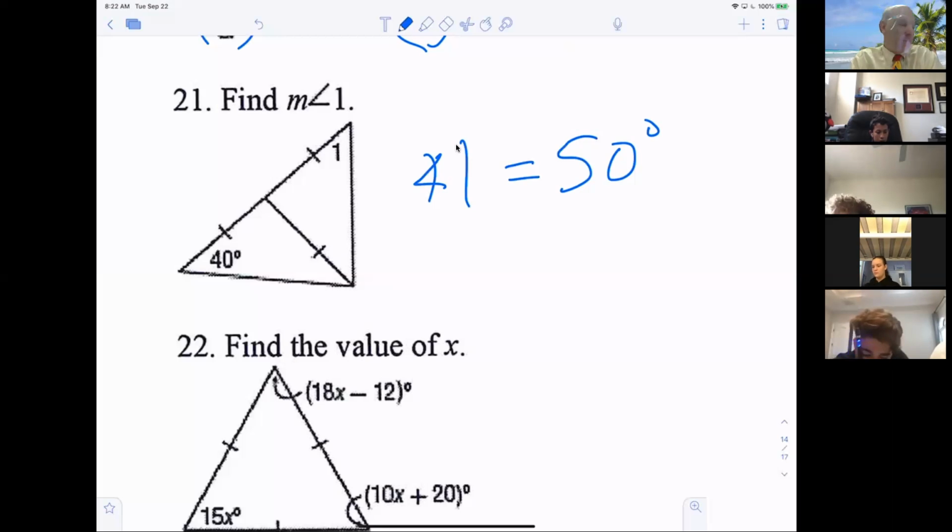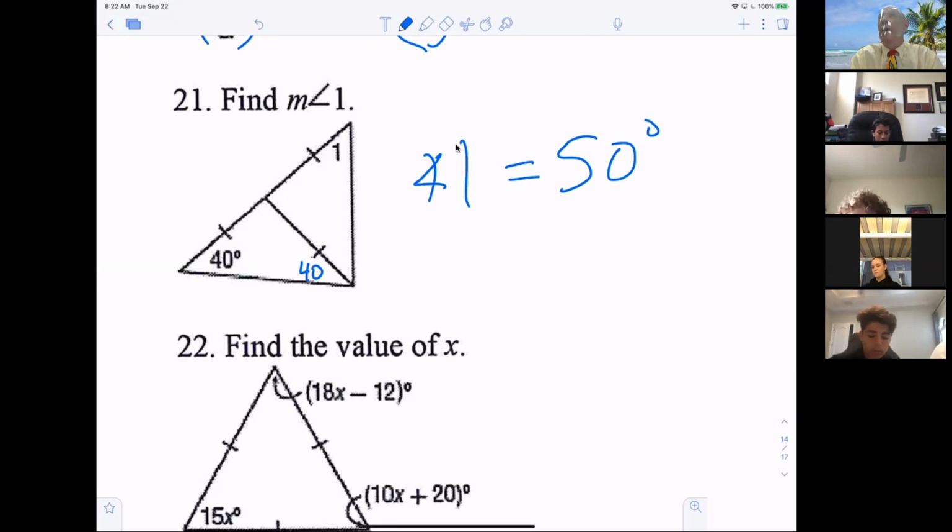It's an isosceles triangle. Therefore, the two base angles are congruent. So that one's 40 and then number 1 is 50. Why is number 1 50? I said so. Oh, Bo, that's a good explanation. All right, tomorrow on your test, everybody just says Bo said so. All right, that's good enough.